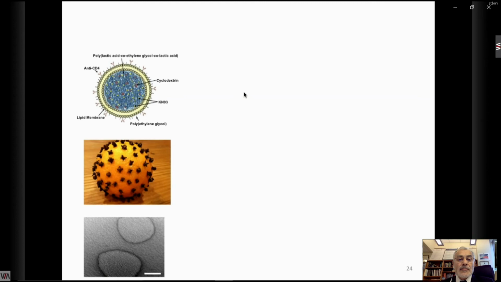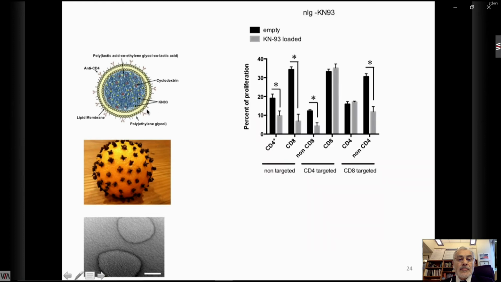Now, let me finish up by telling you about delivering medications in a targeted manner. To accomplish that, we worked with Tarek Fahmy at Yale University, the Department of Biomedical Engineering, and we constructed nanolipogels, which we loaded with an inhibitor of CAMK4, K93. On the surface of these nanolipogels, we placed streptavidin. Streptavidin allowed us to tag these nanolipogels with immunoglobulin, any antibody we wanted.